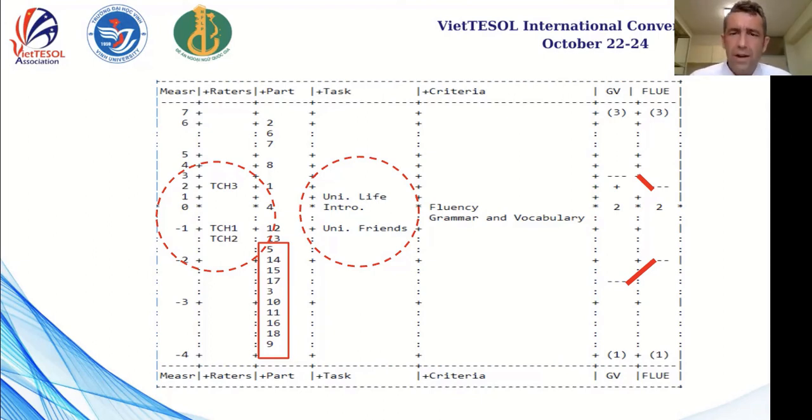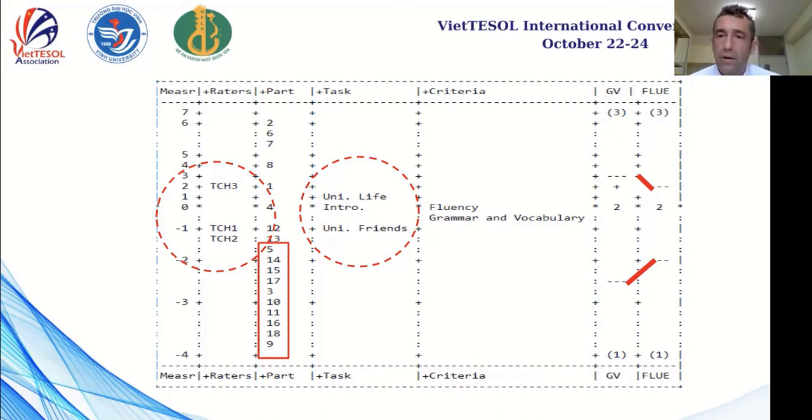Also, we can see over here, going more to the right, the criteria. Fluency is a little bit higher on the scale than grammar and vocabulary, but they are relatively in the same area. So the criteria are working pretty well from this. We'll look into that further using other methods, using this multifacets Rasch measurement in the future.